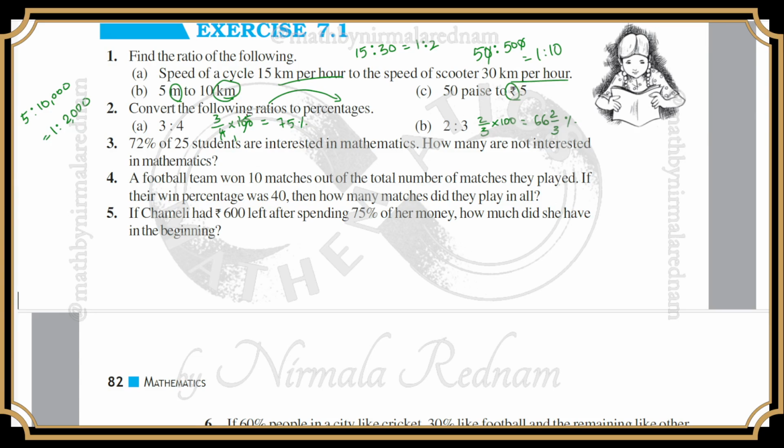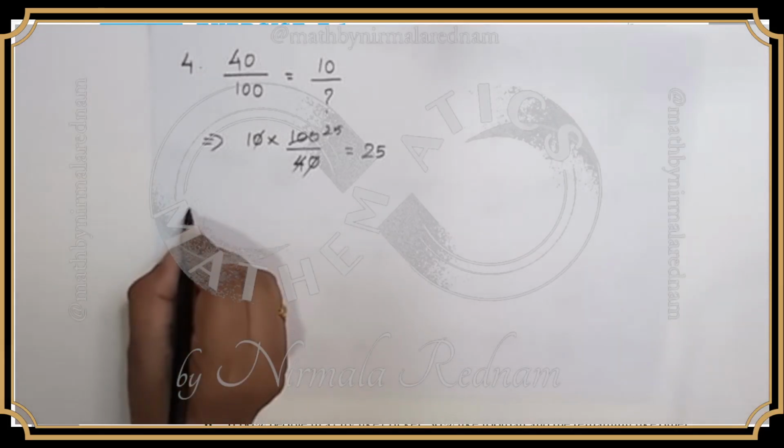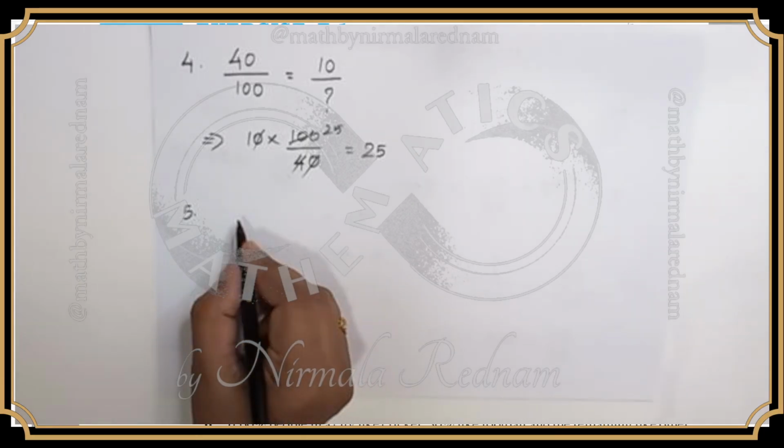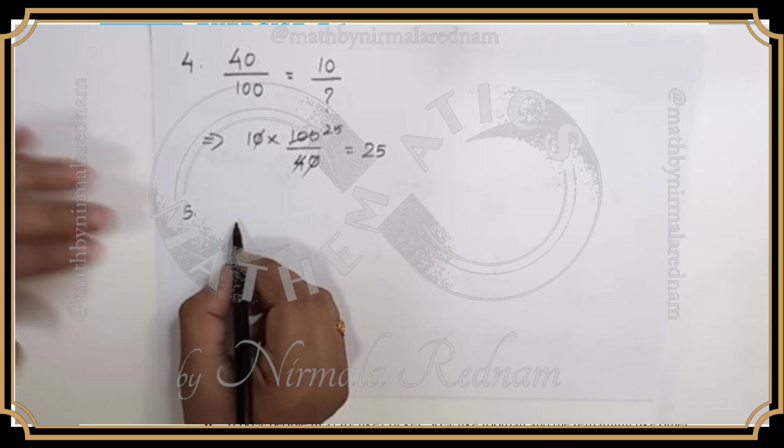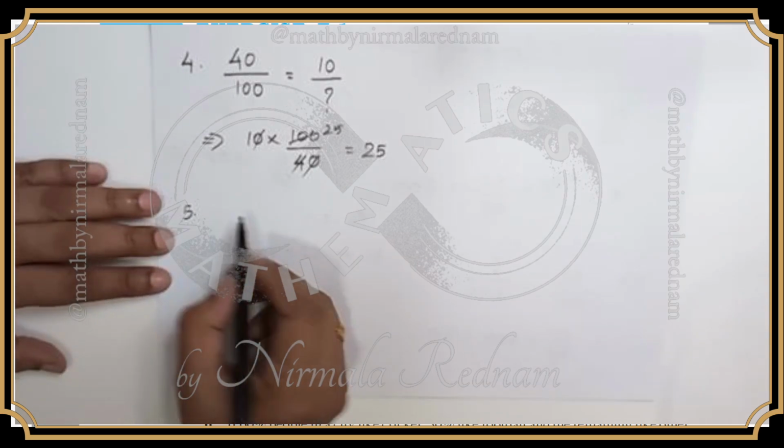Next question, if Chameli had 600 rupees left after spending 75% of her money, how much did she have in the beginning? Now in this question they're saying that 75% has been spent, right? After spending 75%, she's left with 600 rupees, correct? So carefully if you read the question again, now this 600 rupees that she's left with, that is in terms of percentage. Can you tell me how much it is?